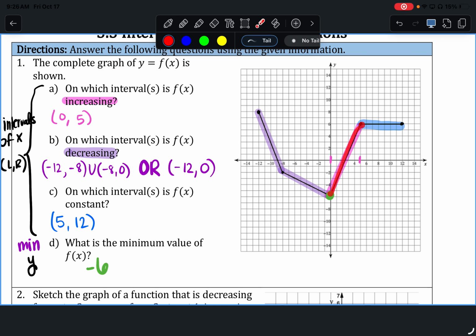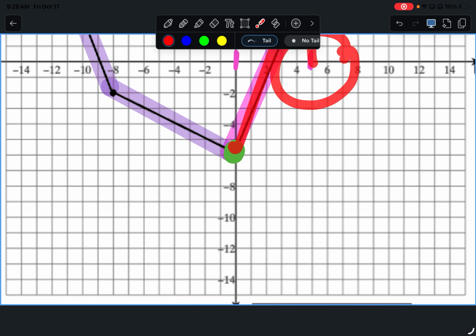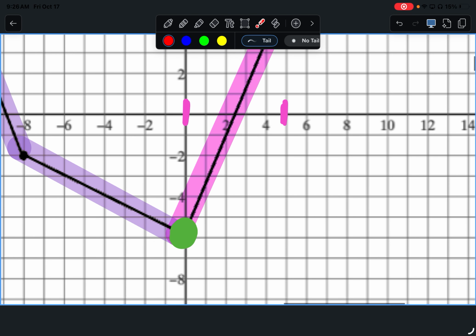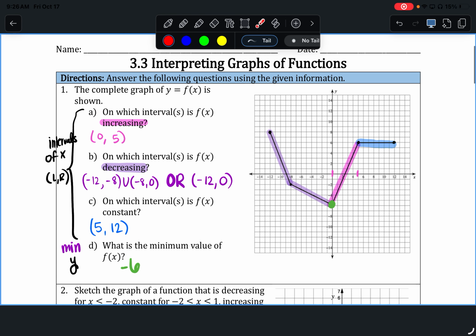Increasing from 0 to 5, because it is right there. And on this graph, that is in between 4 and 6. Then constant from 5 to 12 to finish it out. And our minimum value of f of x, that's our minimum y. What's our lowest y on that graph? -6. It is right here. Okay, so that is 1.